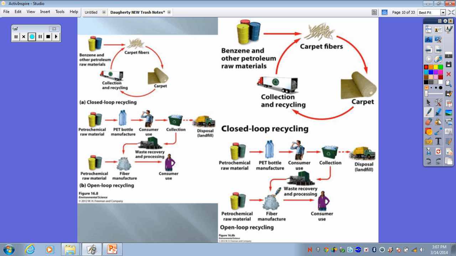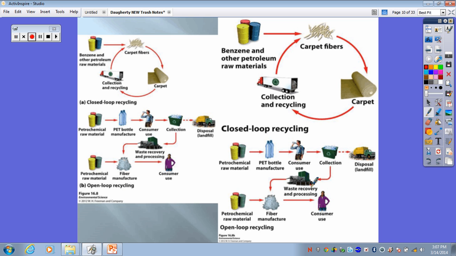Then that other type of recycling we talked about is open loop, and this is going to show you how we make old plastic into something different like a polar fleece. So again, you would originally start with the raw materials that come from petroleum. Then you could use that to make plastic stuff like plastic bottles. Plastic bottles are being used by the consumers. They go in the recycling bin and they're collected.